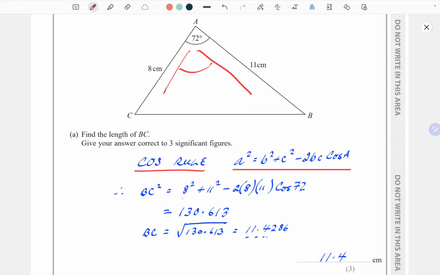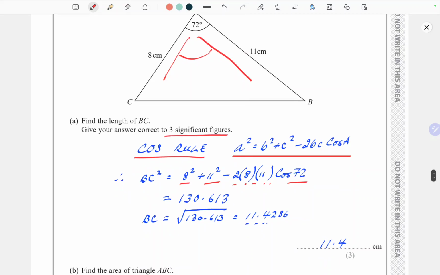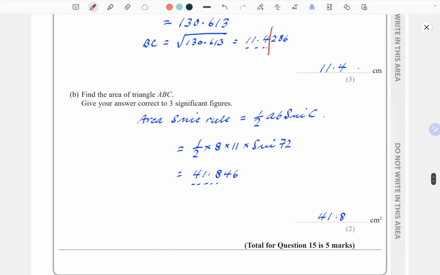And so BC squared, 8 squared, 11 squared, and then minus 2 BC, and then cos 72, all right? Work your way through all of that. And watch out, it says 3 significant figures, so that's where you want to cut it, 11.4, all right? Okay, find the area of triangle ABC.